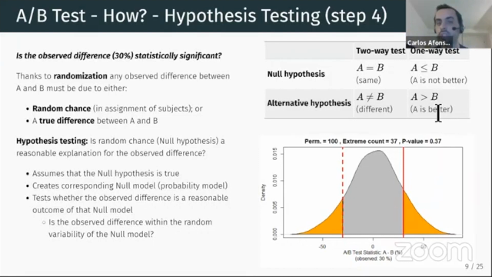In the two-way hypothesis testing, the null hypothesis is that A and B are the same, and the alternative is that no, they are different. And in the one-way hypothesis test, we are trying to check if one is better than the other, not just if they are different. In this case, we are trying to check if A is better than the other. So in that case, the null hypothesis is A is not better, so it's either worse or at most the same. And the alternative hypothesis is that A is better, so represented here by A being greater. That's the difference between the two-way hypothesis test and the one-way hypothesis test.